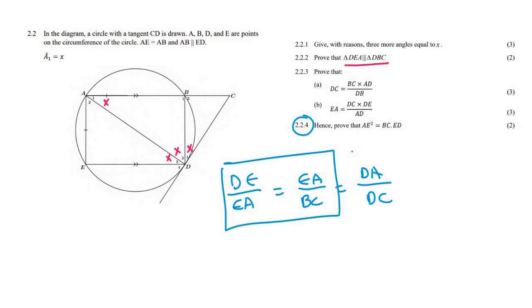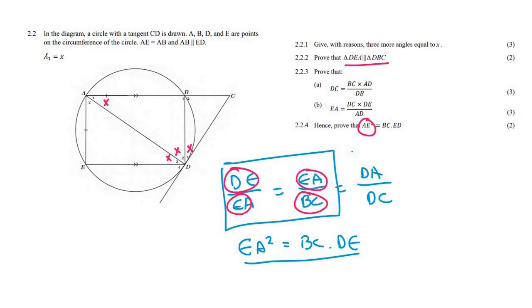And so if we work here, because check this out, we want AE squared, so that's why we have 2 there. And then there's a BC and an ED, so there we just do cross multiplication. So that's going to be EA squared equals BC multiplied by DE. And so that's how you would do that question.